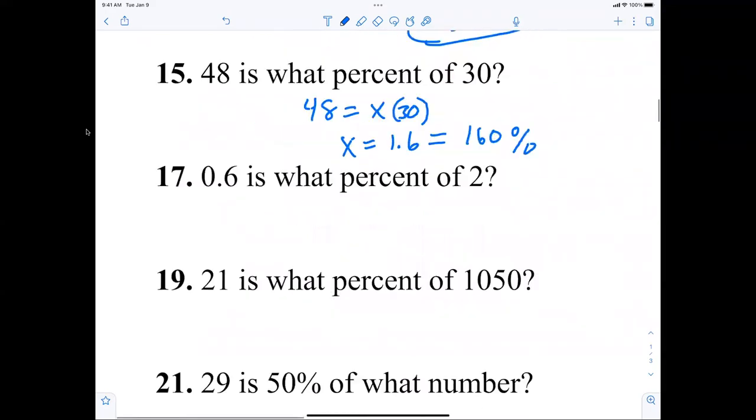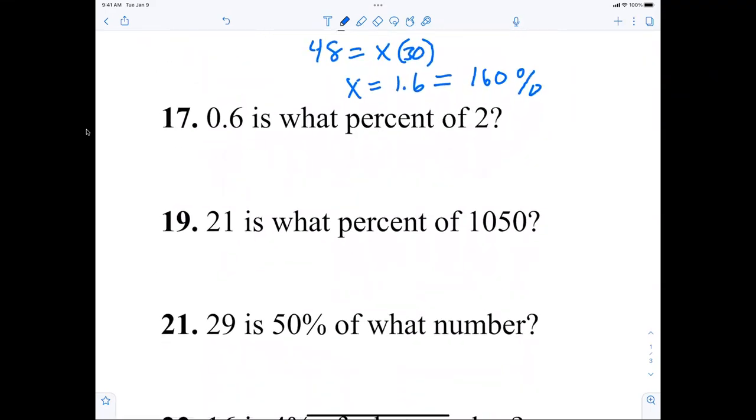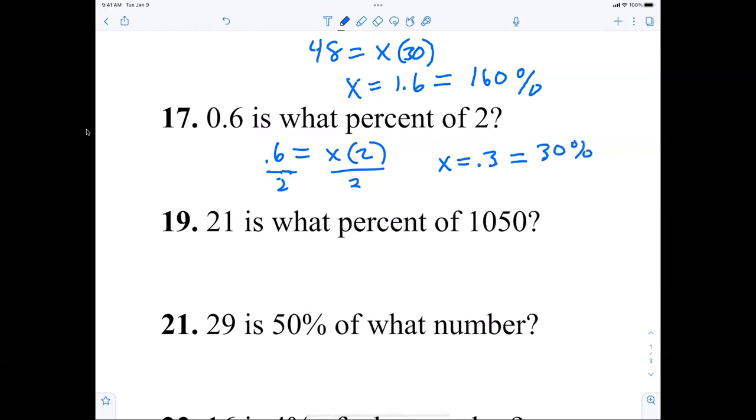Okay, Colton, go. All right, so 0.6 equals X times 2. A little tricky one. So what do we do? How do I undo the multiplying by 2? You divide 0.6 by 2. Yes. And what do I get? 0.3. So that would convert to what percentage? 30%. That's correct. All right, I'm happy with that.